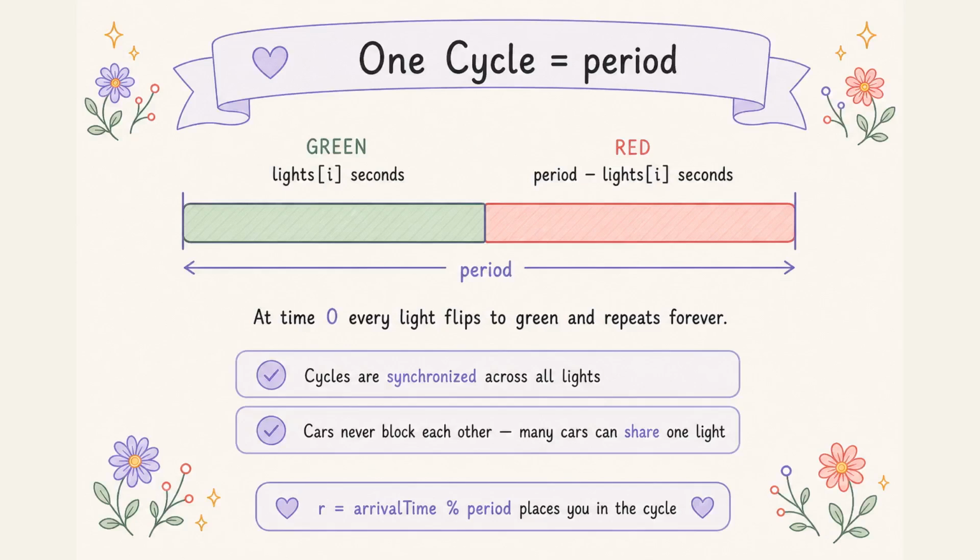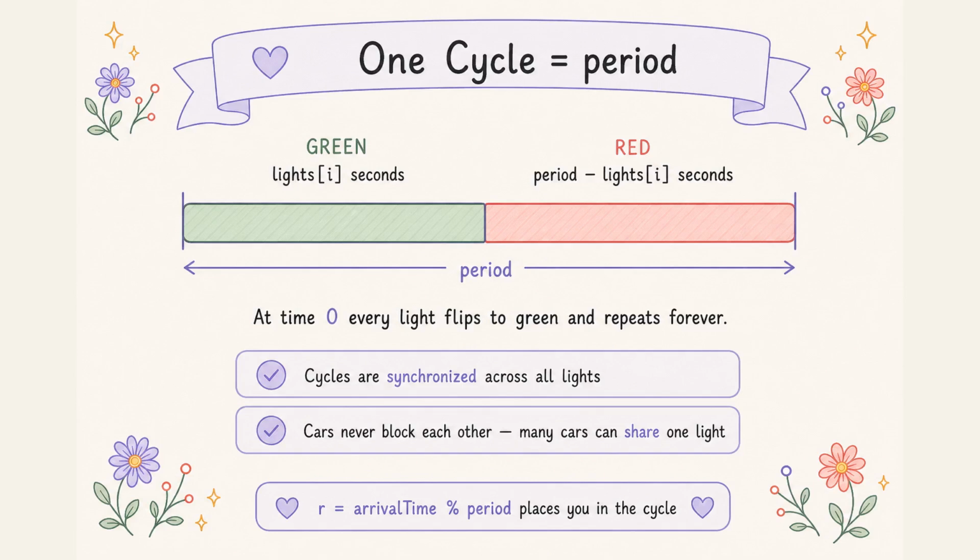Picture one cycle as a timeline of length period. The first lights[i] seconds are green. The remaining period minus lights[i] seconds are red. Then the pattern repeats forever. Because every light starts green at time 0, the lights are synchronized, even though their green lengths can differ.